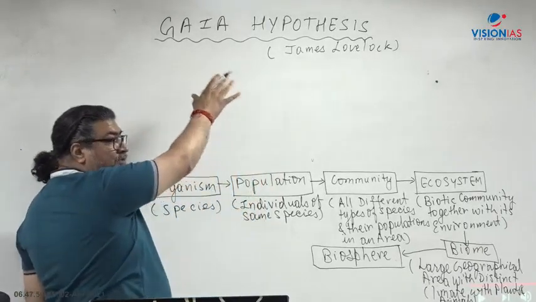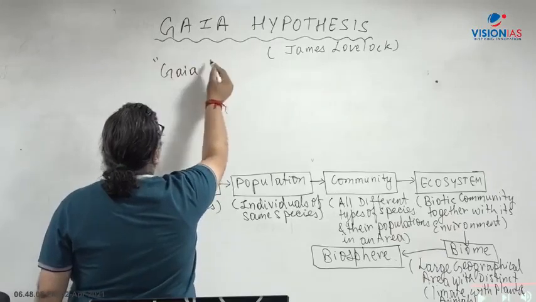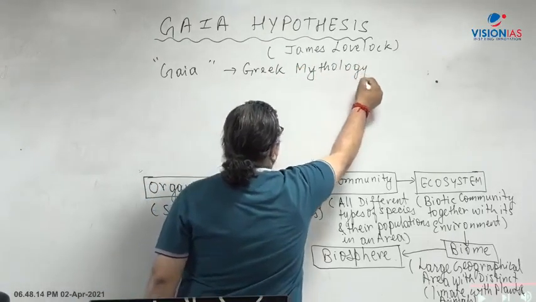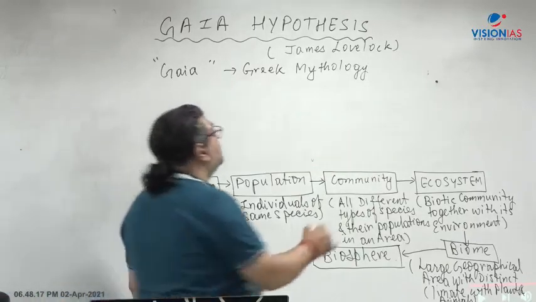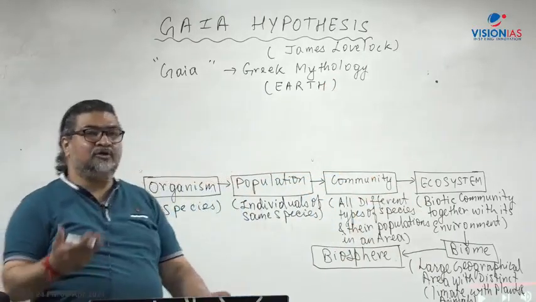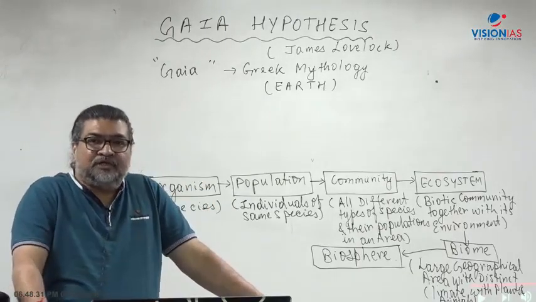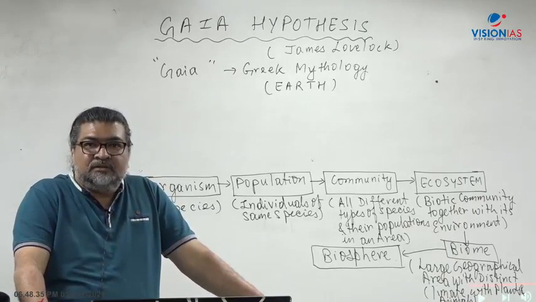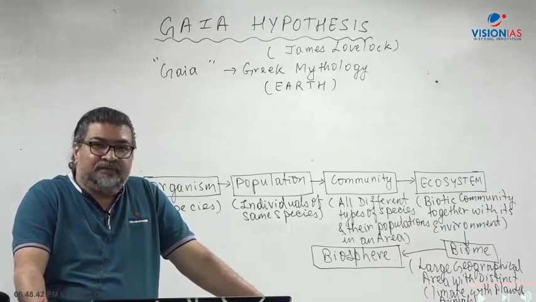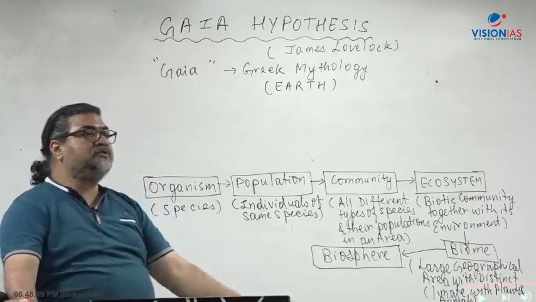What UK scientist James Lovelock talked about is the word Gaia. The word Gaia is taken from Greek mythology. In Greek mythology, Earth is called Gaia. It is considered to be a goddess. You have a number of goddesses in Greek mythology. Just like in India, we consider our Earth as Prithvi, Mother Earth. A savior of life, giver of life, we call it in mythology. Even Indian mythology has that reference of Prithvi as Mother Earth. In Greek mythology, it is called Gaia.